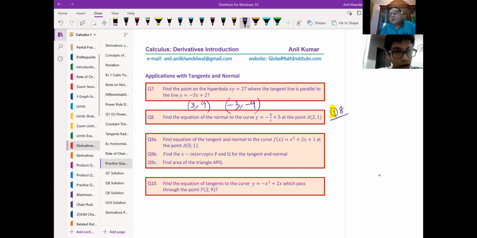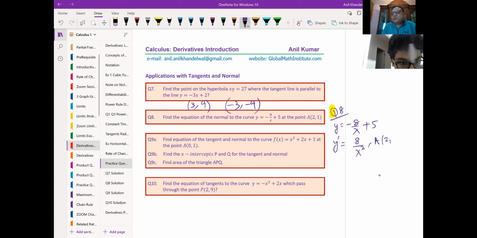So again, we have to find the normal. We'll find the tangent slope and then take the negative reciprocal, right? So y equals minus 8 over x plus 5. What is the derivative here? The derivative is 8 over x squared, correct? And we know the point is (2, 1).